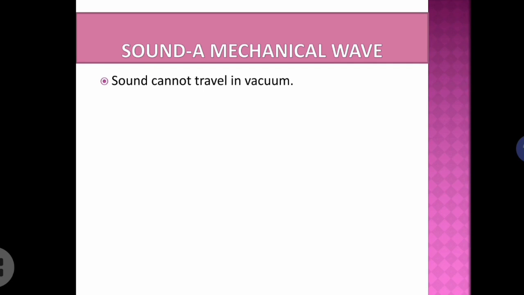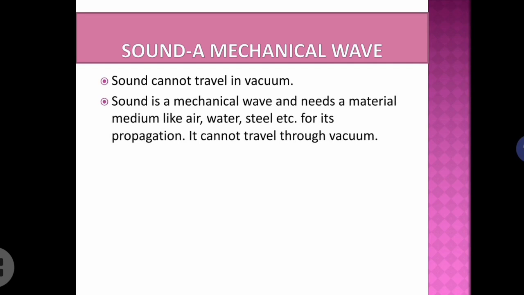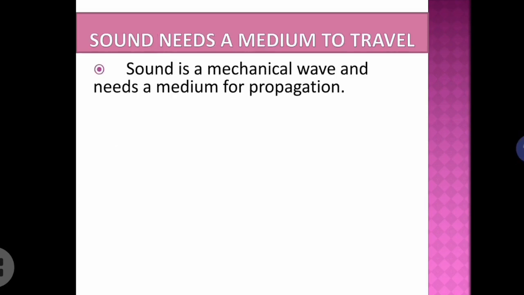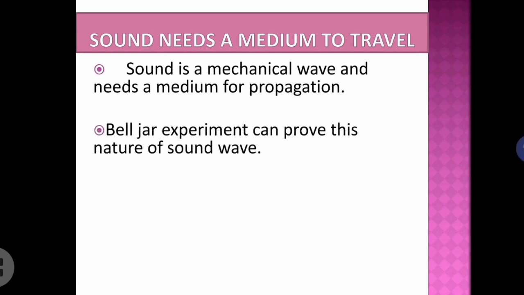So it is called a mechanical wave because it needs a material medium like air, water or steel, something like that, for its propagation. It cannot travel through vacuum. Always a medium is required because the motion of the particles in the medium characterizes the sound wave. So hence the sound wave is called a mechanical wave, right? Next, the same thing we can prove with the help of a bell jar. The mechanical wave nature of sound can be explained by the bell jar experiment.